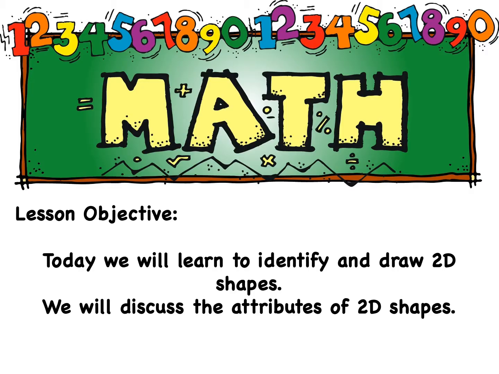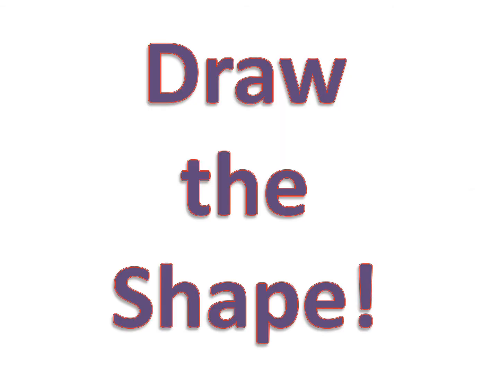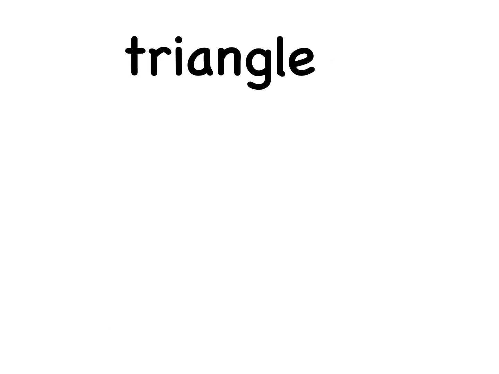Okay, so what are we going to do today in math? We are going to be learning about two-dimensional shapes. So we're going to learn how to draw them, we're going to learn the names of them, and we're going to talk about the attributes, the properties, the different sections and the parts of the shape. First, we're going to learn how to draw the shapes. I think you're going to know some of these shapes already on your own, and if you don't, then I'm going to help you. So the first shape I want to talk about is a triangle.